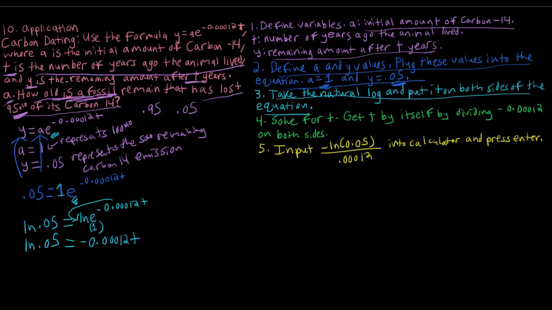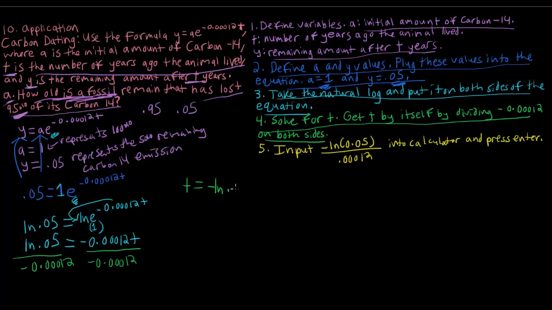look at step 4, and step 4 just wants us to solve for t, so we just need to divide this coefficient in front of t, which is negative 0.00012, divided by both sides, negative 0.00012, and we end up with t equals negative ln 0.05 over negative 0.00012.